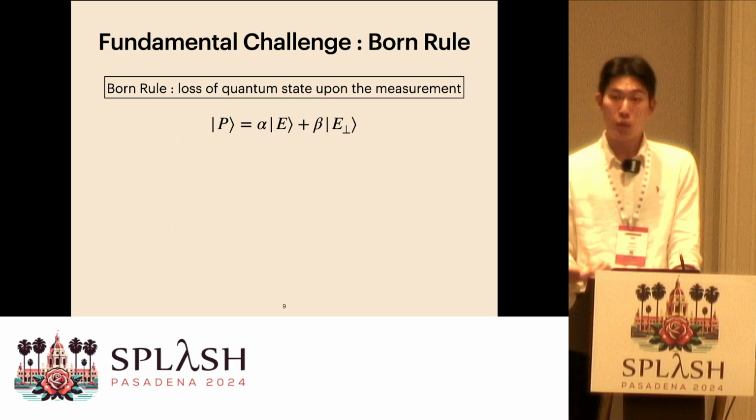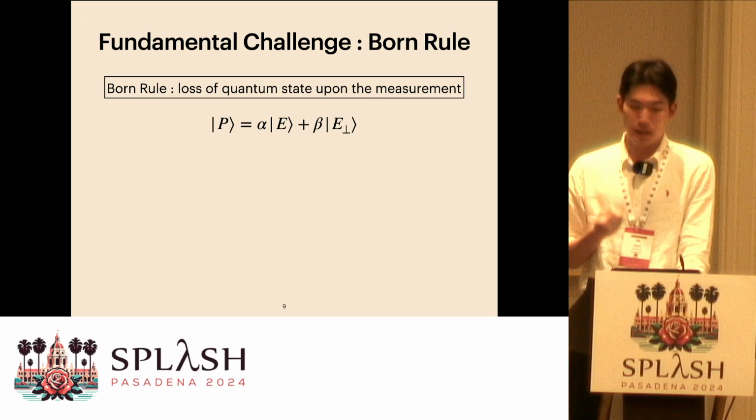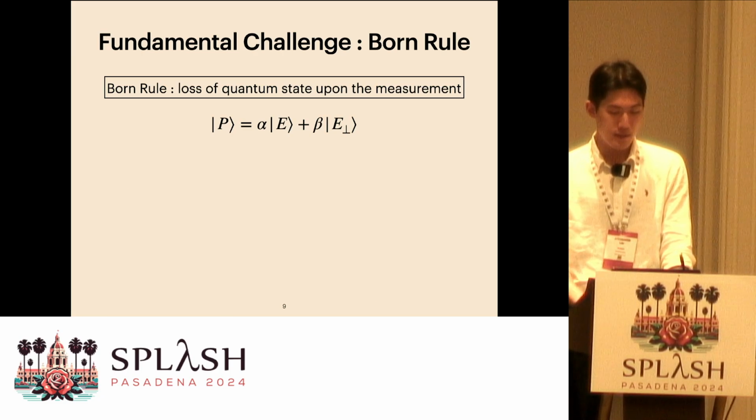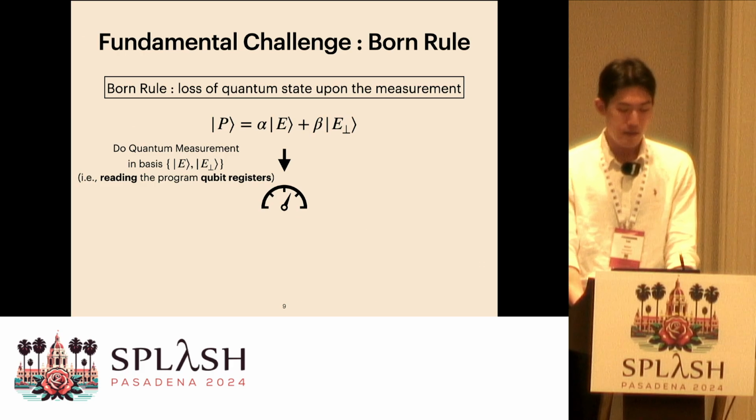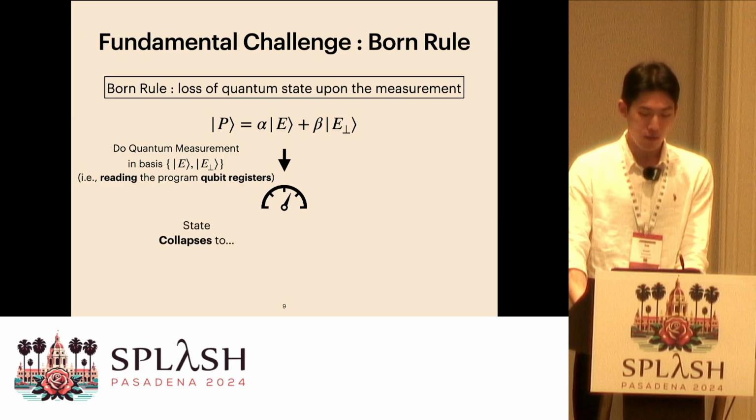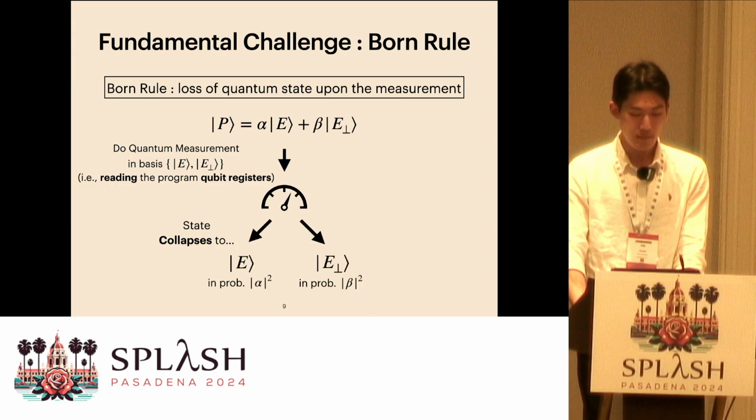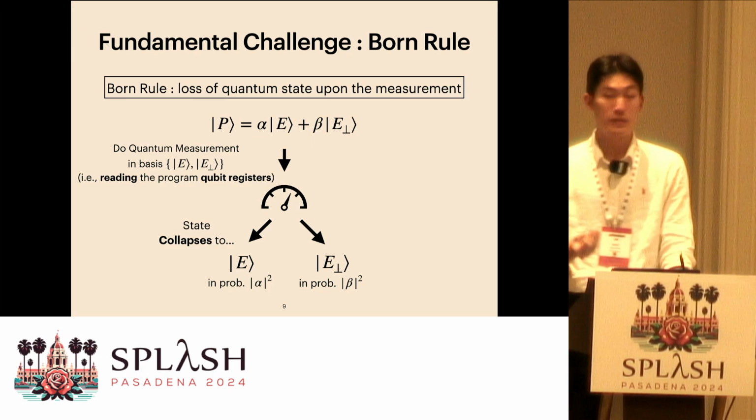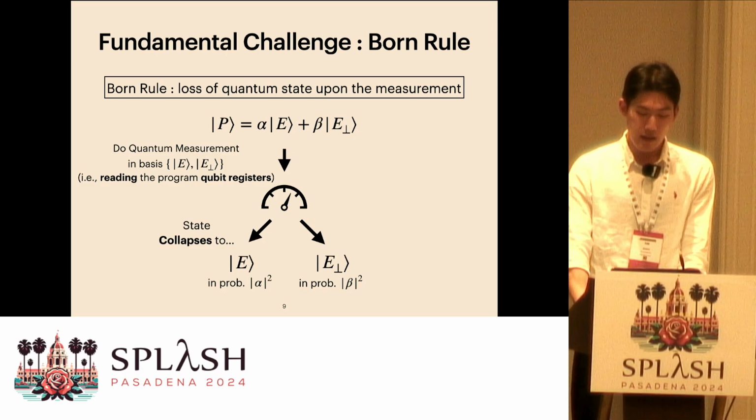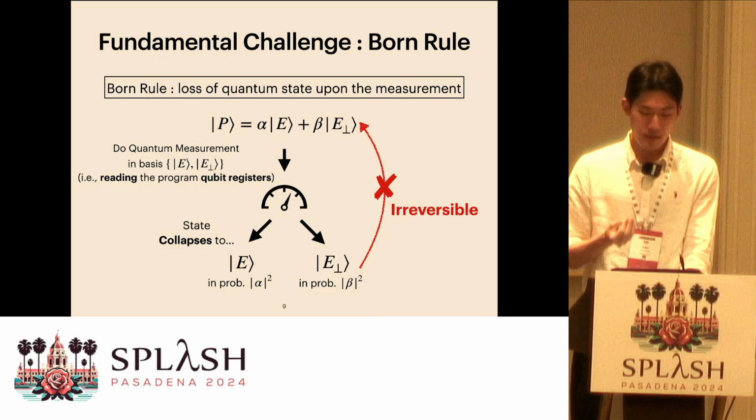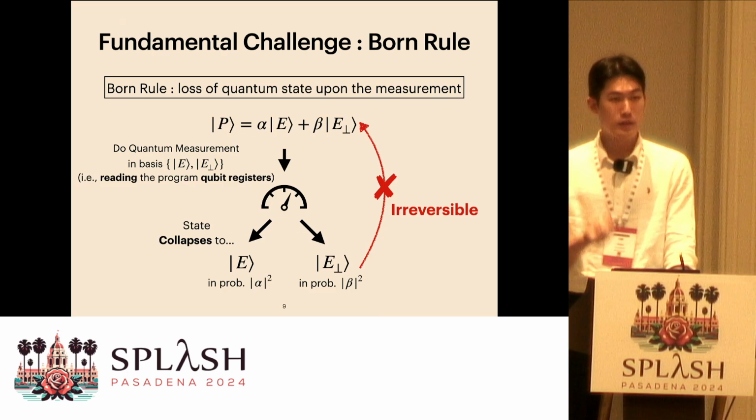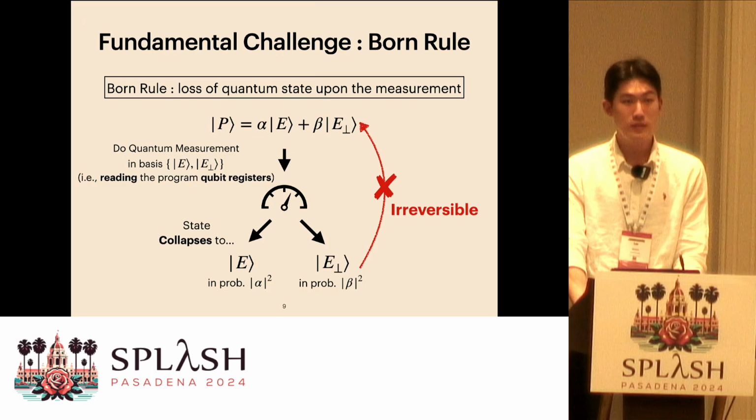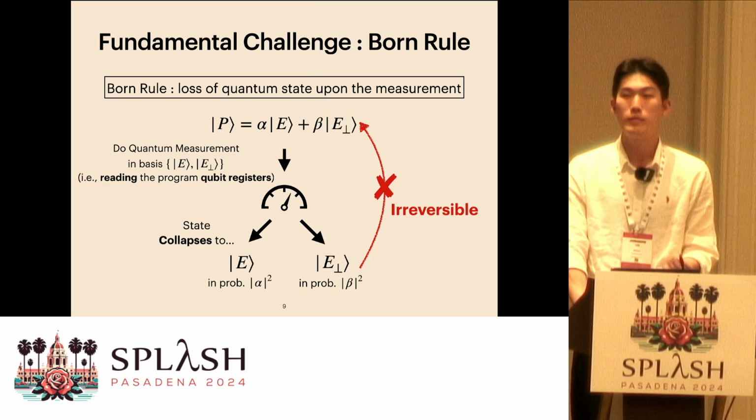The reason is called the Born rule, which is that we lose the quantum state as we measure it. After we read the program qubit registers, which is called measurement, the quantum state immediately collapses into one of its bases. That is, if we read the register, we get |e⟩ or |e⊥⟩ only, because they are the components of the bases. And this measurement procedure is irreversible, which is we lose the exact values of alpha and beta after the measurement. As a result, we can only consider statistical assurance after the measurement.